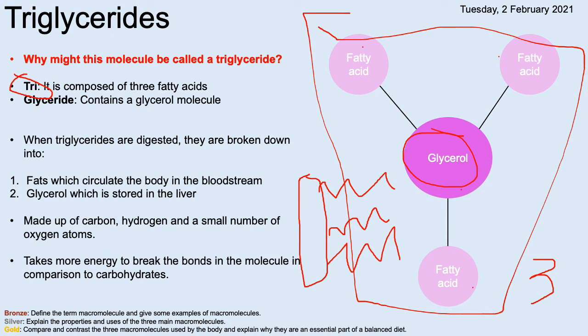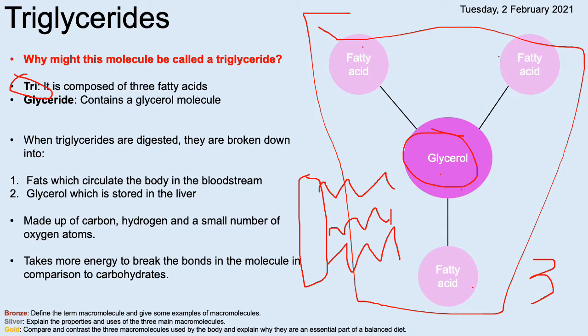I appreciate how hard it is to draw on this, but that is how it is shown in the book. So a glyceride basically means it contains a glycerol molecule, which is this bit in the middle. So when triglycerides are digested, they are broken down into either fats, which circulate around the body in the bloodstream, or glycerol, which is stored in the liver for later use to be broken down as an energy source. So triglycerides and lipids are made up of carbon and hydrogen, but only a small number of oxygen atoms.